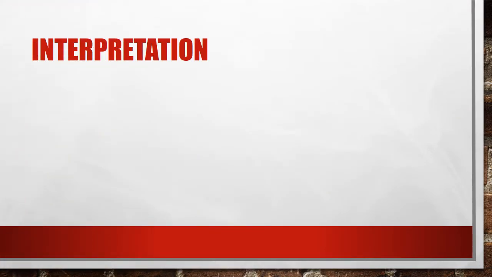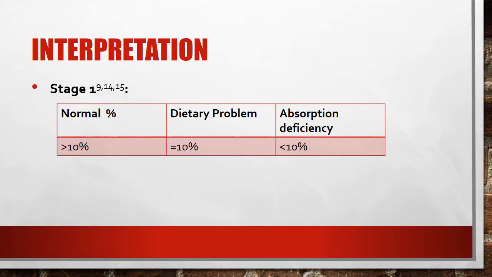The interpretation of the results from the 4 stages are as follows. In stage 1, if the urine excretion percentage is more than 10%, then the patient is normal without cobalamin deficiency. If the results are equal to 10%, then the patient has a dietary problem where they need to ingest more animal products or cobalamin supplements. If the results are less than 10%, then there is an absorption problem.